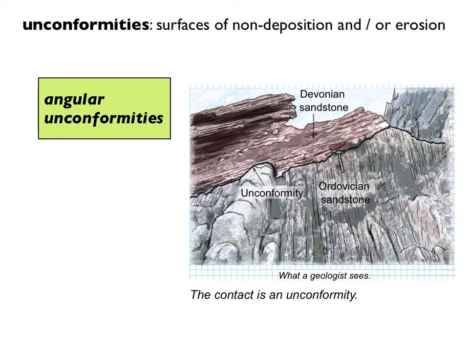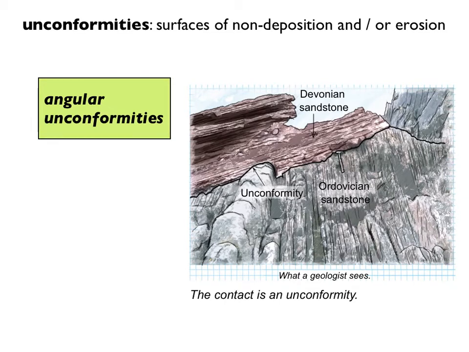An unconformity is a surface of non-deposition and/or erosion, and they mark gaps of time that are missing from the sedimentary record. The particular type of unconformity shown in this photograph is called an angular unconformity because it places sedimentary beds against one another that are dipping at very different angles.